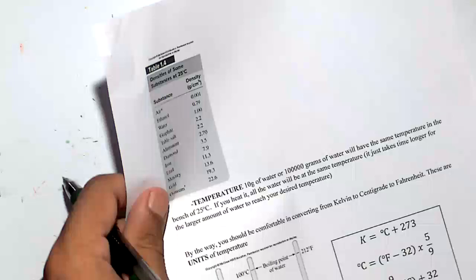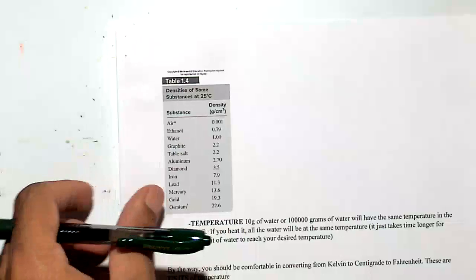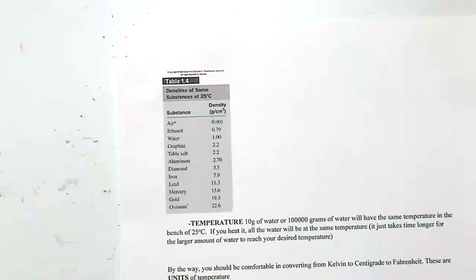What is an extensive property? What's an example of that? Something that depends on the amount? Mass, volume. You're describing things in terms of some sort of dimensions. That's an extensive property. An intensive property doesn't matter how much or how little, it will always be the same. So density is the best example.